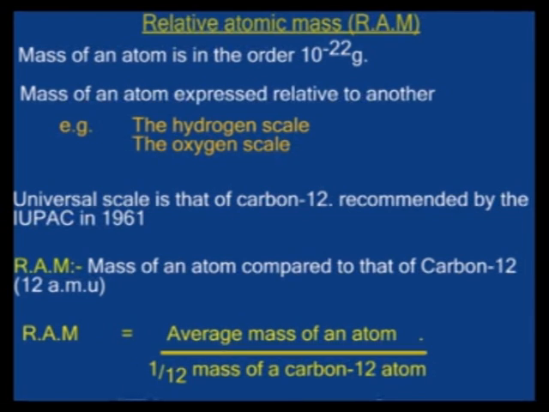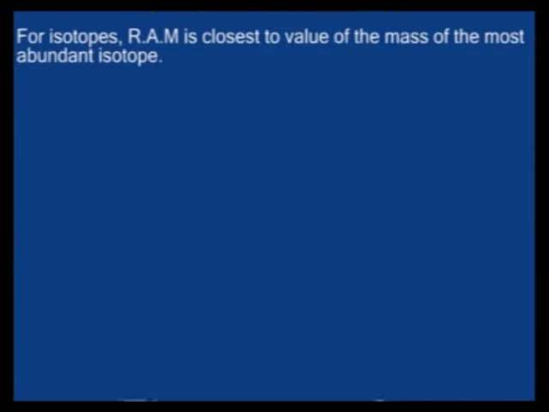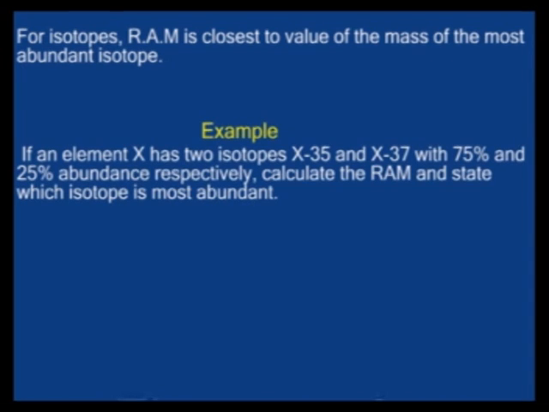I know you're just thinking, what about in situations where we have isotopes? When it comes to isotopes, the relative atomic mass is closest in value to the mass of the most abundant isotope of the element. For instance, if an element X has two isotopes with percentage abundance as follows: X35 has percentage abundance of 75, X37 has percentage abundance of 25, calculate the relative atomic mass and state which is the most abundant isotope of the two.